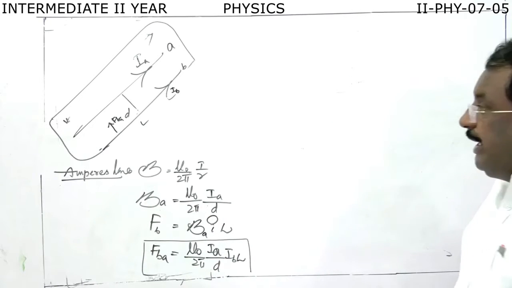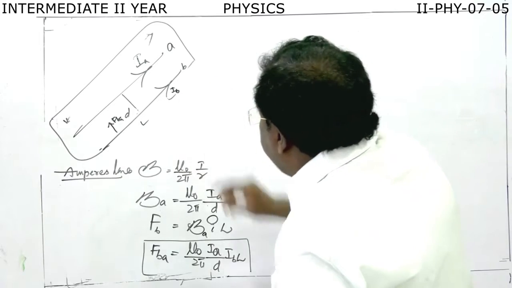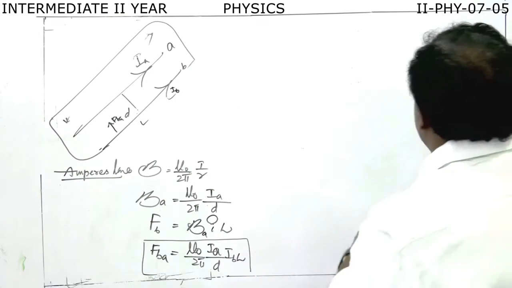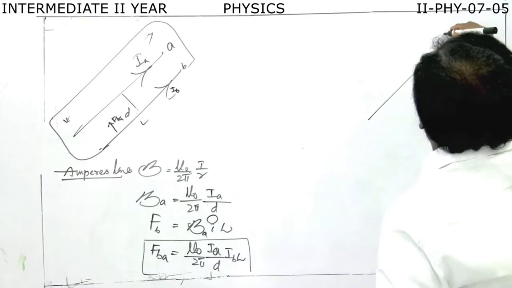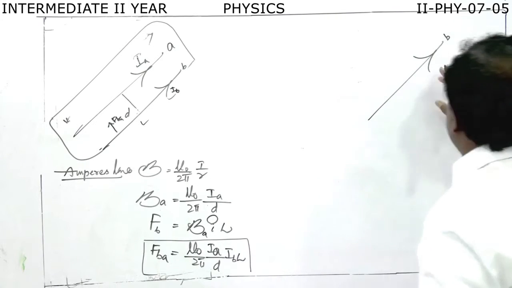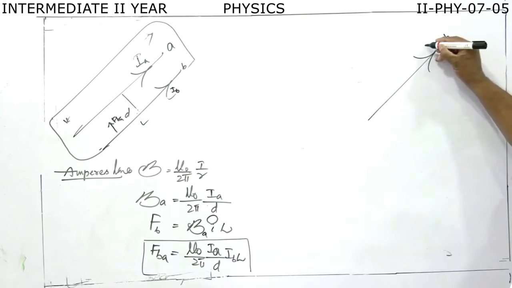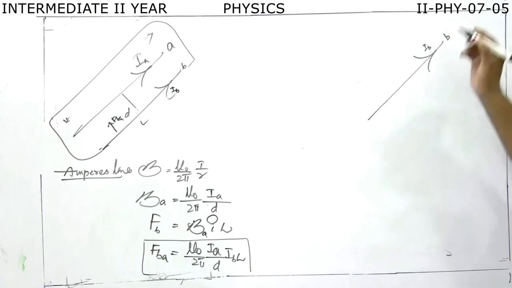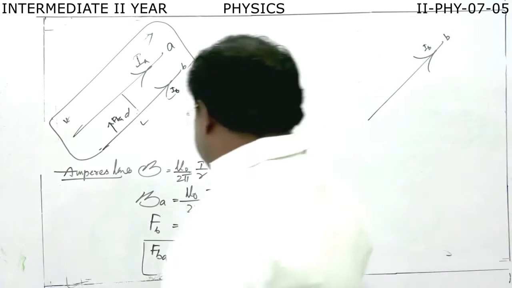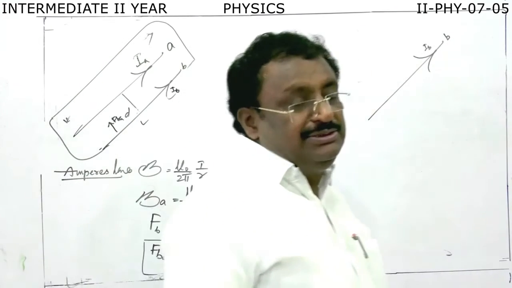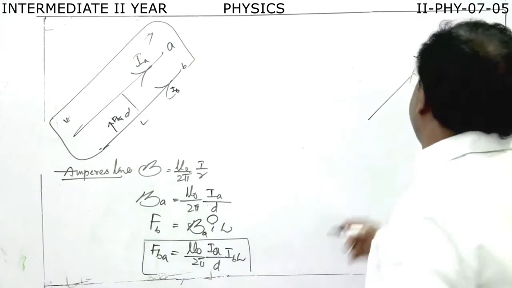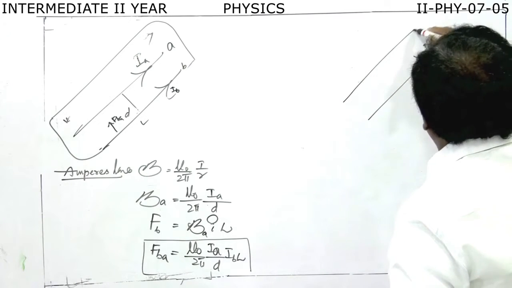Now you take this conductor B alone, like this. Now in this conductor the current is what? IB. Now what happens when current is passing through this conductor? Around this conductor, again there will be some magnetic field.